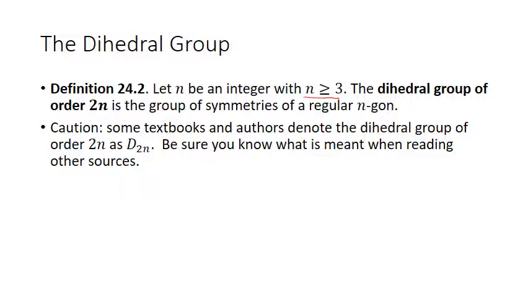A little caution here is that there's some different terminology floating around in different textbooks and by different authors. Some people call the dihedral group of order 2n by the name D2n. So just make sure if you're reading about this in some other place like Wikipedia, you know what they're talking about.